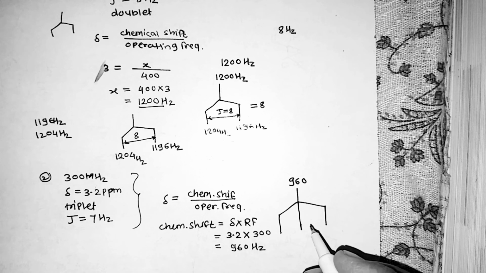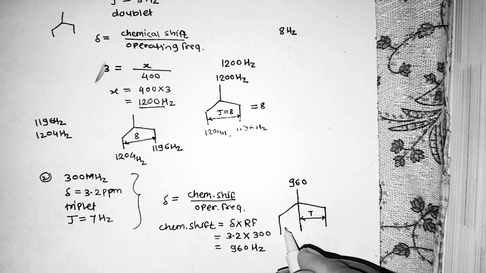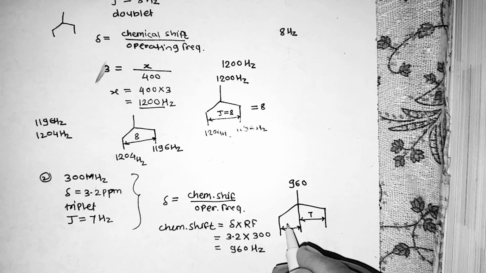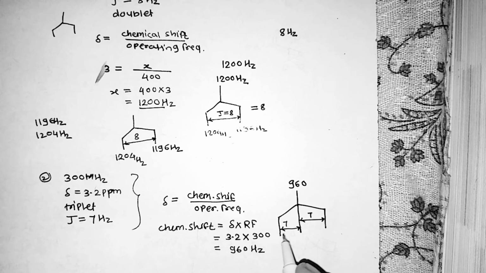Now the coupling constant is given as 7 hertz. It means that this distance should be 7 hertz and this distance also should be 7 hertz, because the coupling constant for each separation is identical. So we have to move 7 hertz right hand side and 7 hertz left hand side. So the central line comes out to be at 960 hertz.